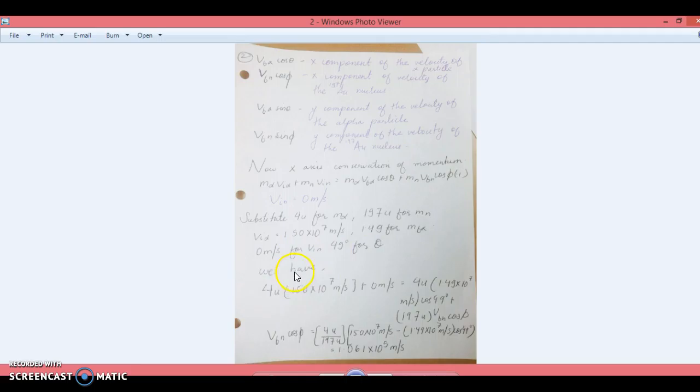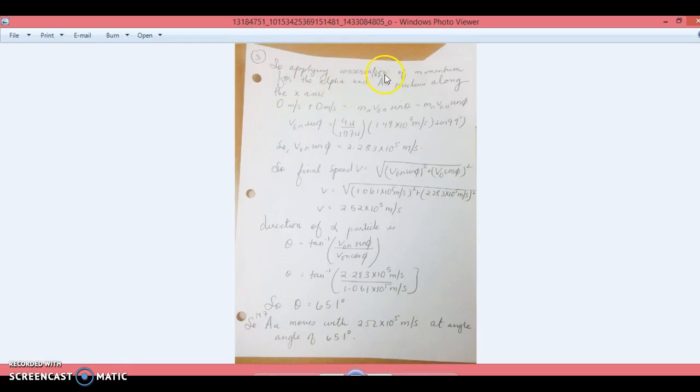So we plug this into the equation that we mentioned earlier for the x component. And then we solve for v final cosine of phi, because we don't know phi, we don't know v final. So we get v final cosine of phi as 1.061 × 10^5 meters per second.